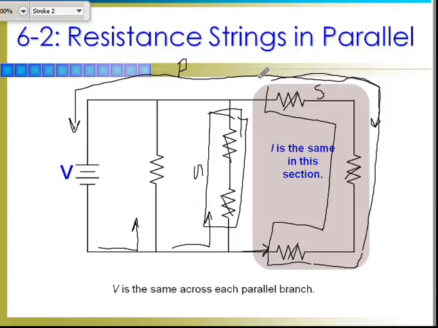So this is, if it is a parallel series, first you have to break down the series to express as a simple parallel, and then break down the parallel to its simplest form. Let's see if we got some more examples here.